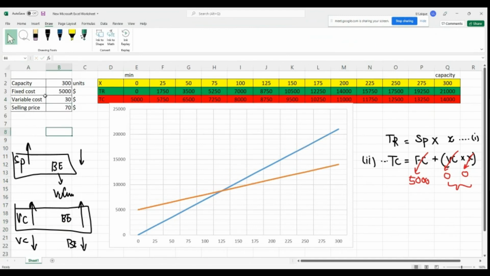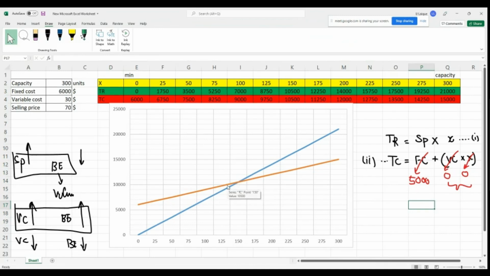Now what happens if I change the fixed cost value? So here the fixed cost value is 5,000. So notice that if I change it to 6,000, what will happen? Again, you see the break-even point basically shifted up. The original break-even point when the fixed cost was 5,000 was basically 125, but now it got to 150. So this again means that if we increase the fixed cost, then the break-even volume will basically increase, and this point right here, the break-even point, will move away from the origin.